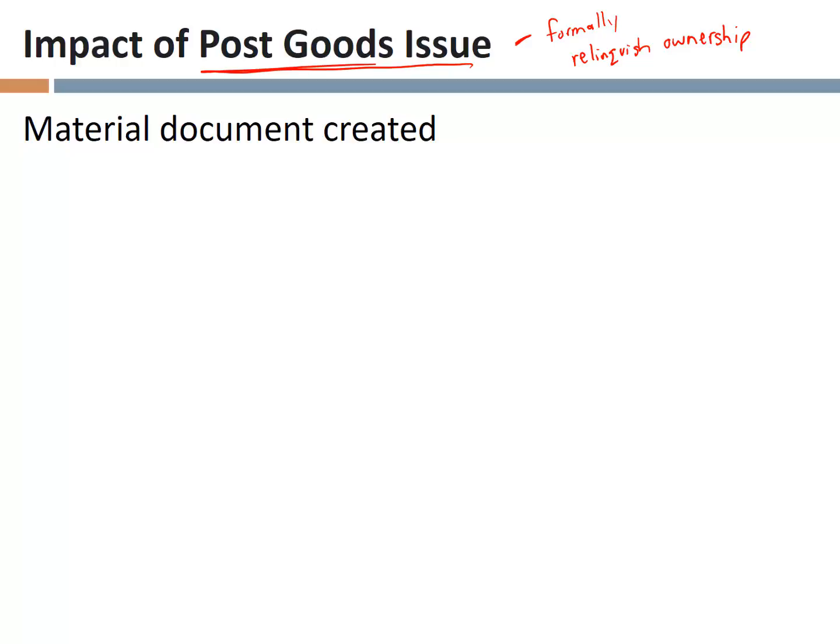And what happens then isn't much from a user input perspective, but some really, really important things happen. A material document is going to be created that is going to do a number of things for us. But what's the big thing that this material document is going to keep track of for us? What do material documents often keep track of?